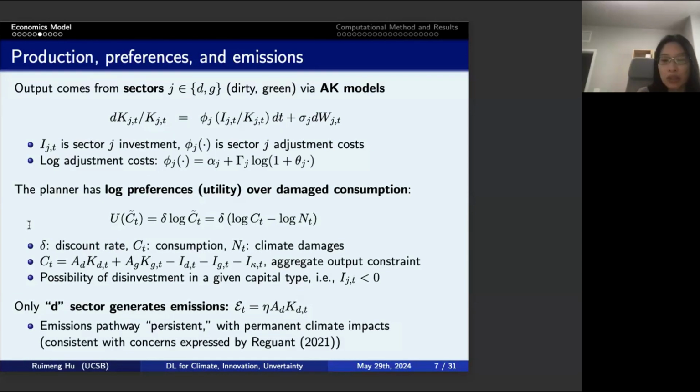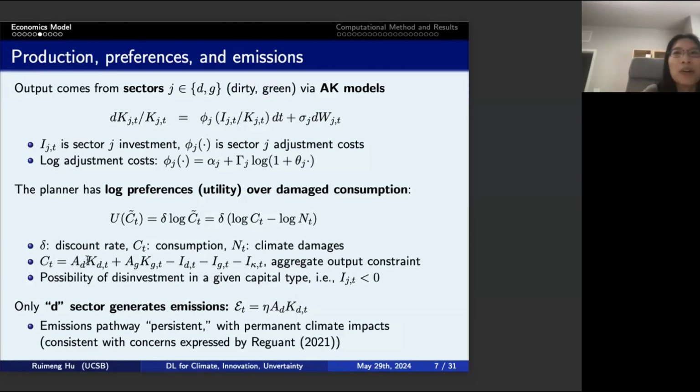For the social planner, he maximizes his expected lifetime utility, the utility from 0 to infinity of the consumption over the damage. C tilde is defined as the ratio between consumption and damage, so we do not require the climate damage to be in the monetary sense. The consumption needs to satisfy the aggregate output constraint: the part you consume, plus the part you invest in dirty capital, plus the part you invest in green capital, plus later the part you invest in knowledge capital, which we'll talk about later with IK, equals what you output from the economy, which follows the AK model.